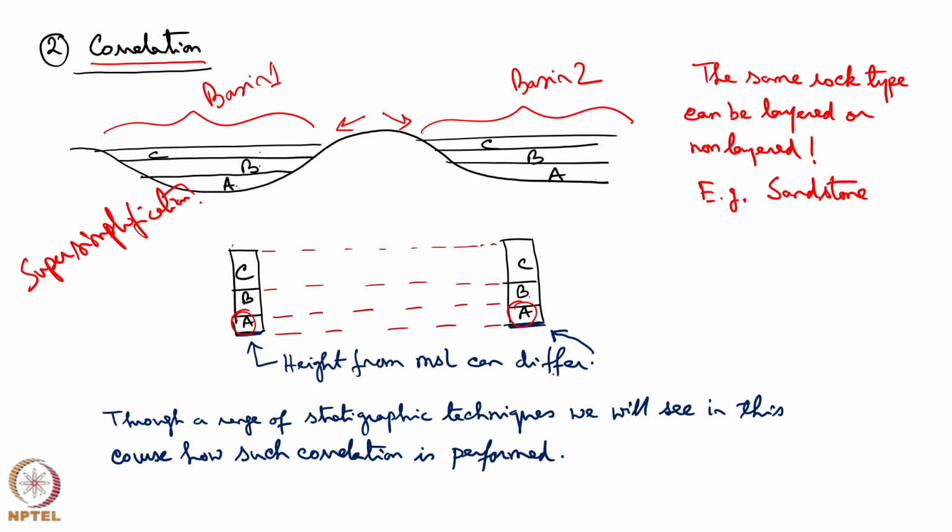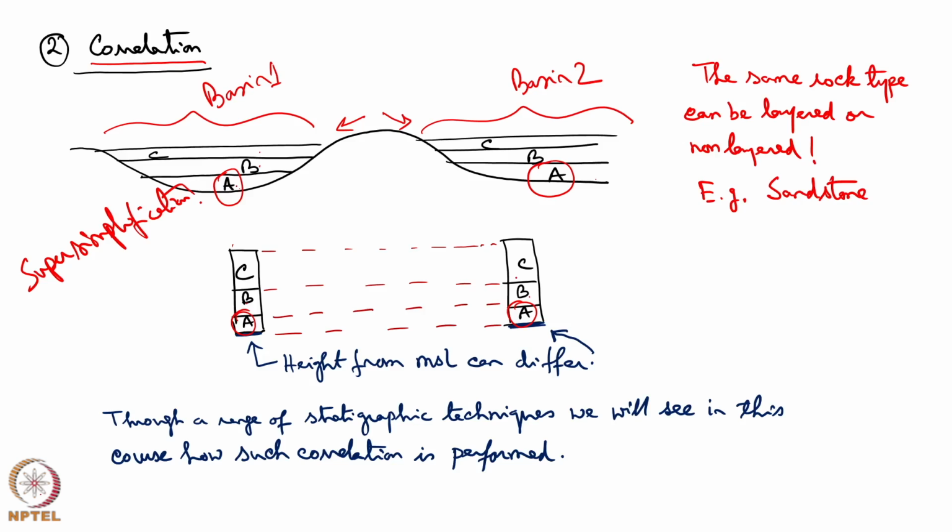Another point, in two basins, basin 1 and basin 2, even if we get rock A, B and C, and in another place rock A, B and C, there is no guarantee that this A and this A were deposited simultaneously. Sandstone is found of different ages in the earth record, not all of them are correlated in this way. Another point, remember that the same rock type can be layered or non-layered, both are possible, and the easiest example can be sandstone. We can have sandstone with many bedding planes or layers, or we can also have massive sandstones.